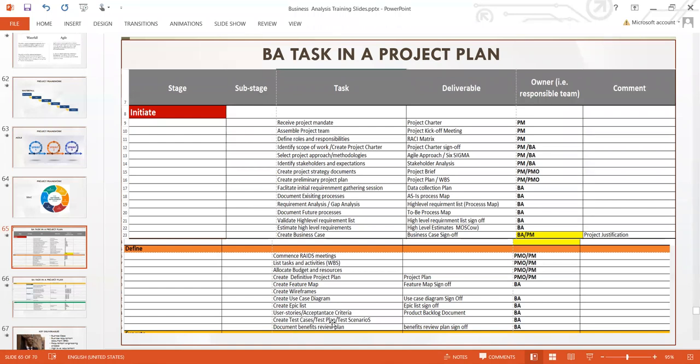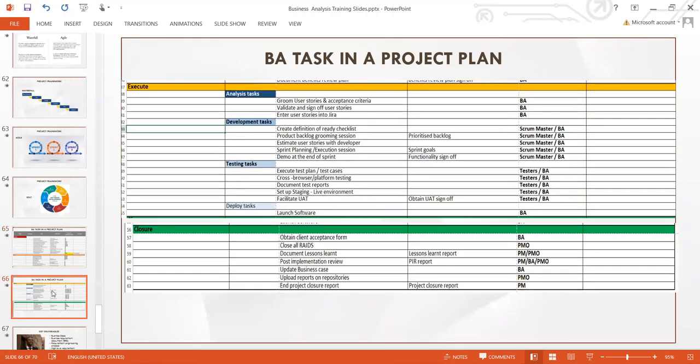Then create test cases, test plan, and test scenarios. You see, the business analyst. Then you document the benefit review plan. It's still the business analyst. The benefit review plan is about the benefits you are going to realize. Most of you have done that within the business case, but here you still need to pull it from the business case and review it. So this is what the business analyst does in the define stage, and that's when we are designing the solution. Then we continue to the execute stage. In the execute stage, you groom user stories and acceptance criteria.